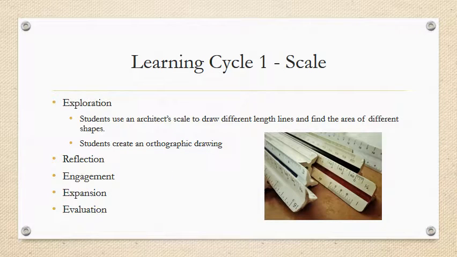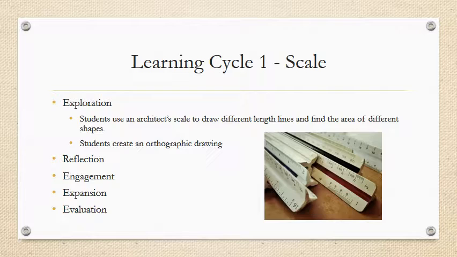The first piece of this learning cycle is exploration. And the students get an architect's scale in their hand. An architect's scale is a six-sided ruler. You can see it in the picture there, and each side of the ruler is a different scale, which allows you to either multiply the size of something or shrink the size of something. And they measure different lines to figure out their lengths.